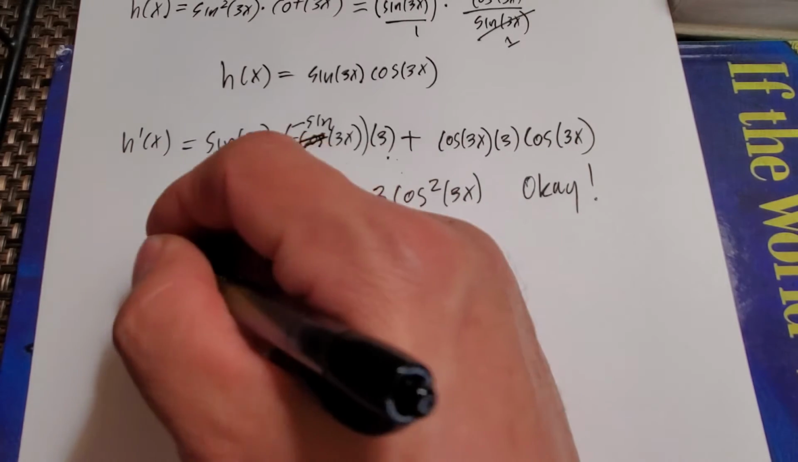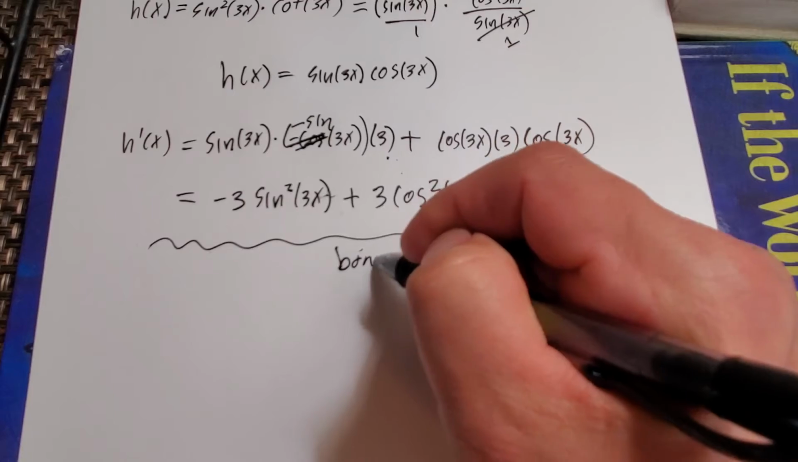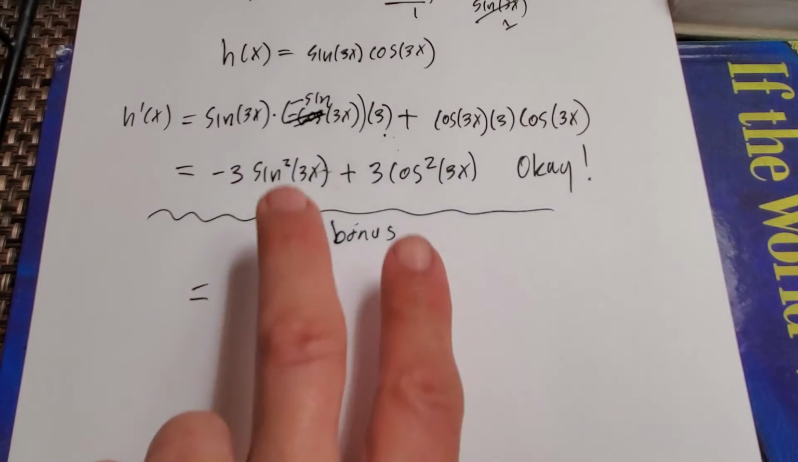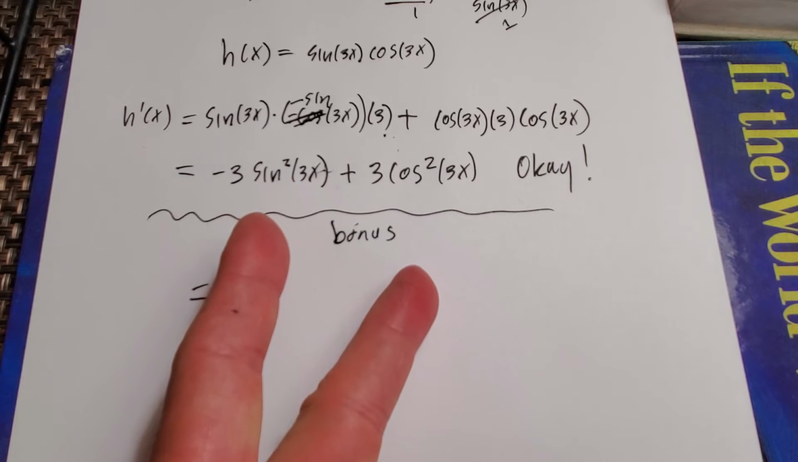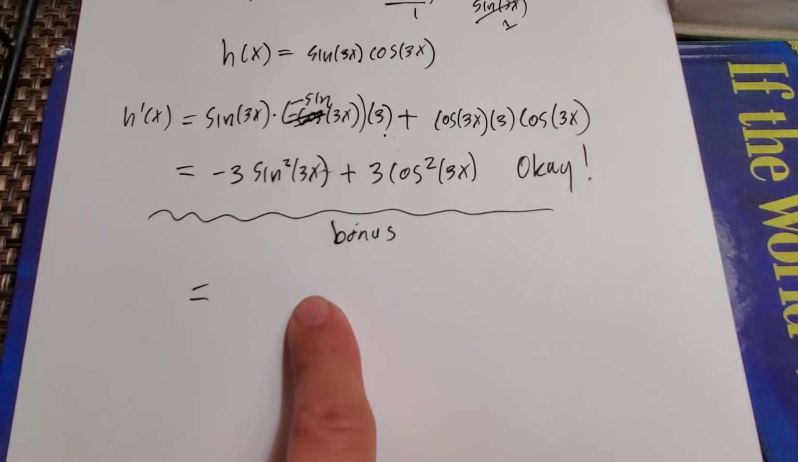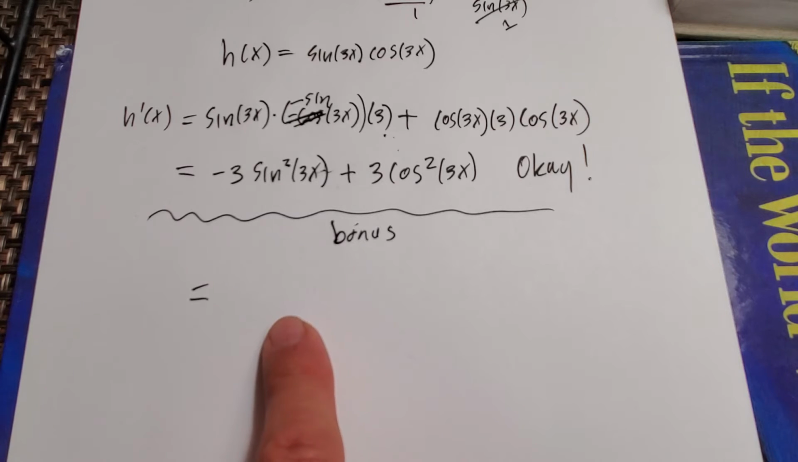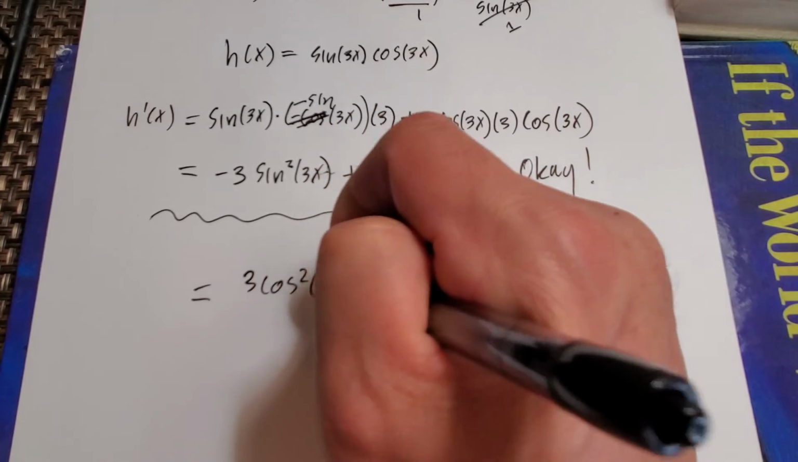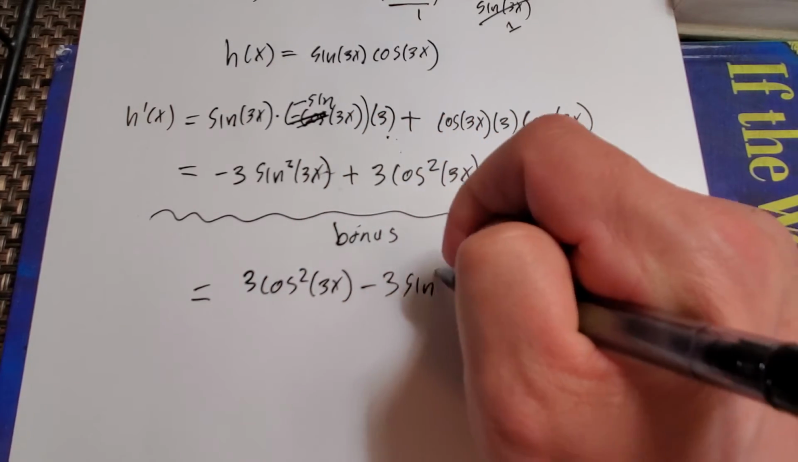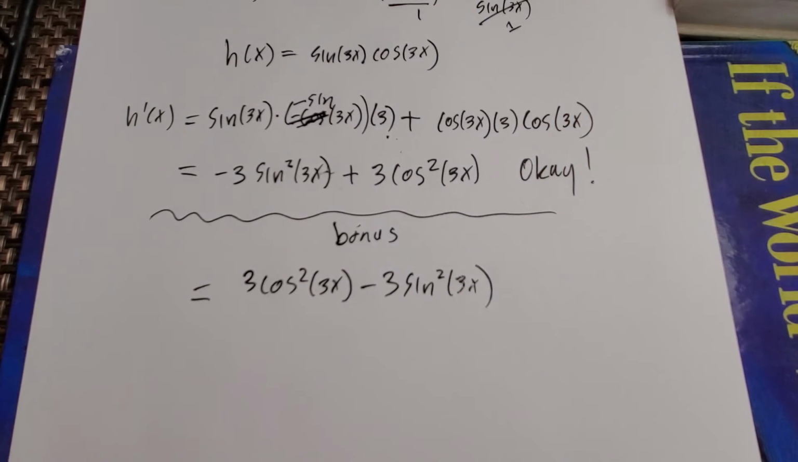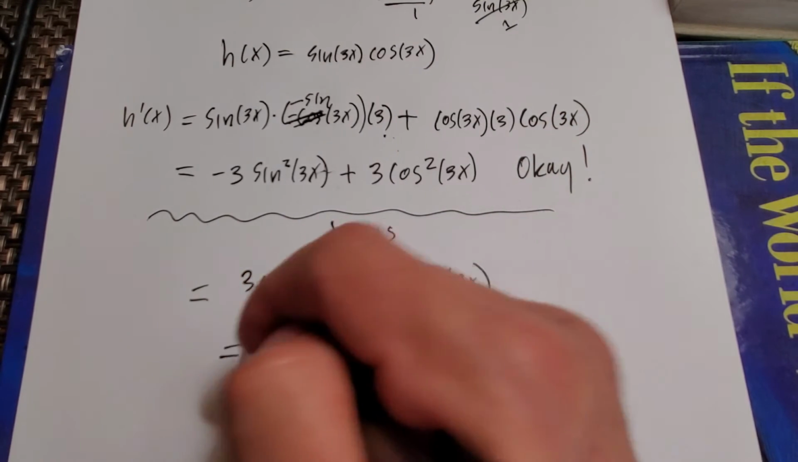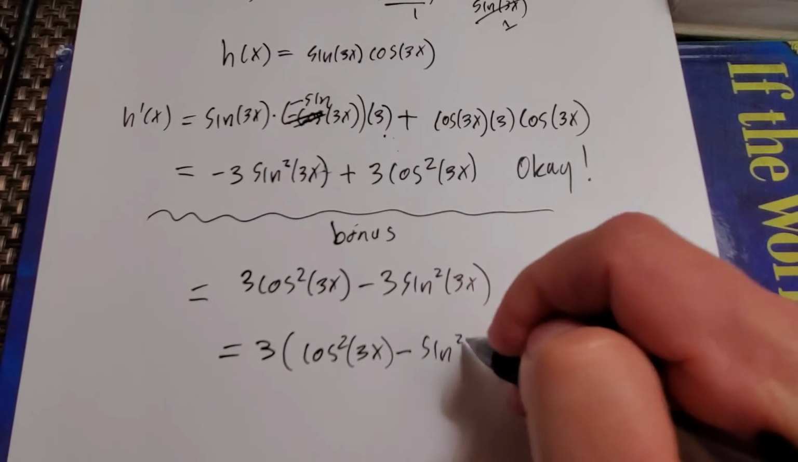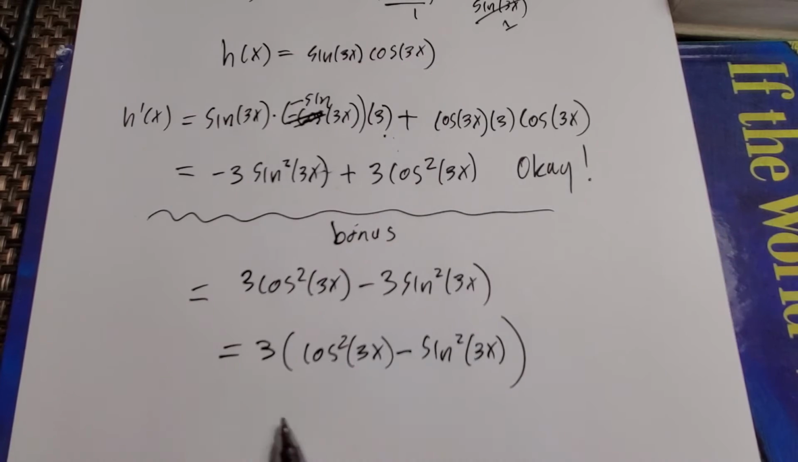So we're going to call this bonus. Let me show you what that would look like. The first thing I want to do is swap these two terms. I want the positive cosine squared 3x in the front. So that's going to look like 3 cosine squared 3x minus 3 sine squared 3x. Now I'm going to factor out the 3. So that's what I get.